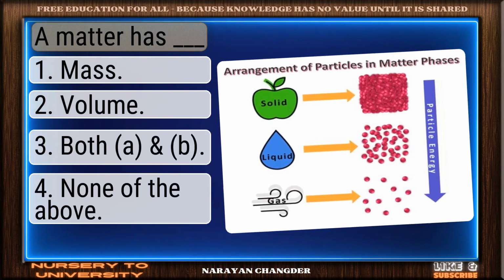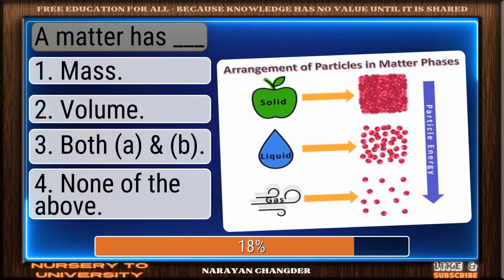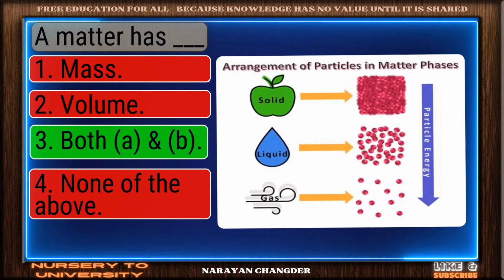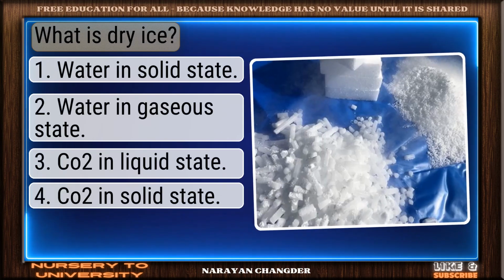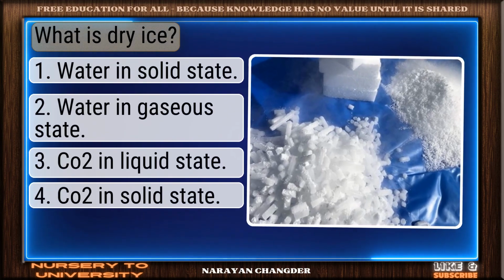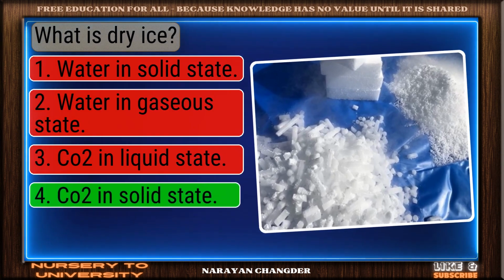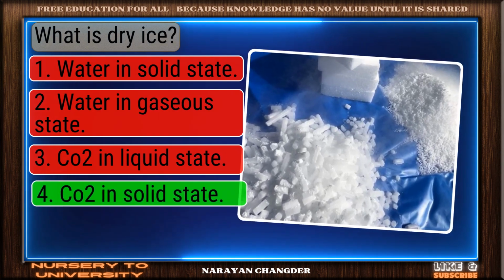Question number 103. A matter has dash. Well picked. Both mass and volume is the correct answer. Question number 104. What is dry ice? Solid response. CO2 in solid state is a valid choice.